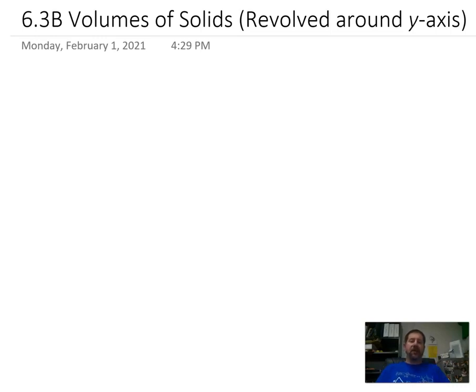Talking more about volumes of solids today, although today we'll be revolving around the y-axis. Again, we're tackling both the disk and washer method, I believe, all in one fell swoop today. All right, so let's give it a go.